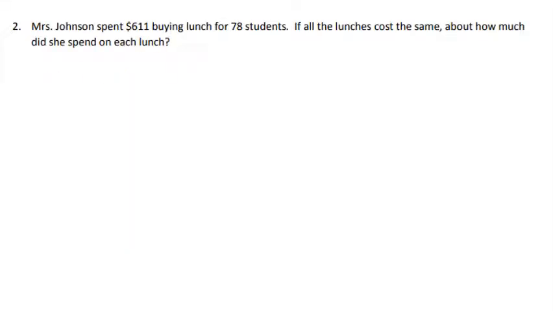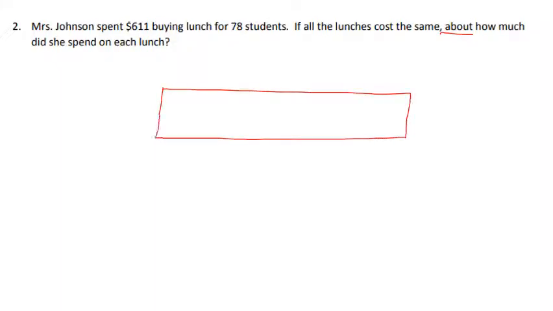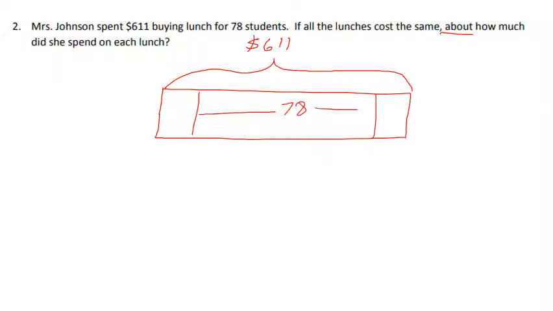Ms. Johnson spent $611 buying lunch for 78 students. If all the lunches cost the same, about how much money did she spend at lunch? So the about is telling us we're estimating, and basically with a tape diagram, it's showing the total amount was $611, and it shows that 78 students, and we're looking for how much was for each student about. So we know 611 divided by 78.